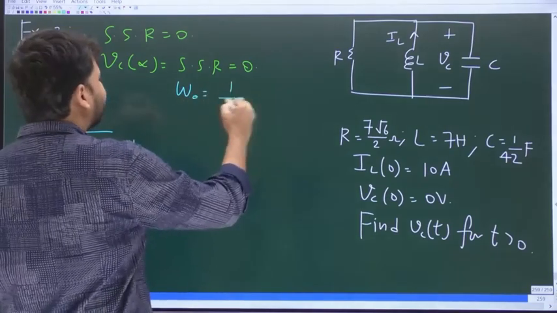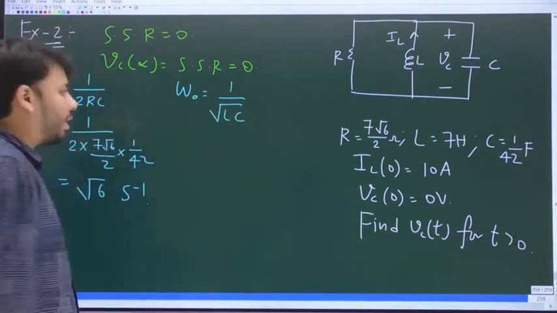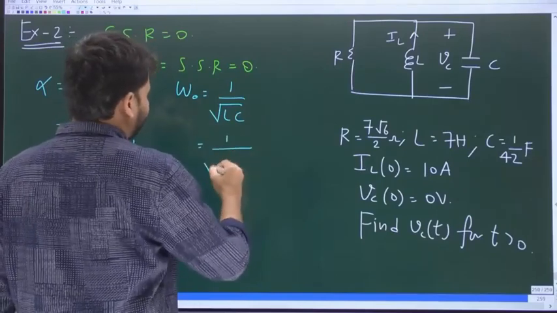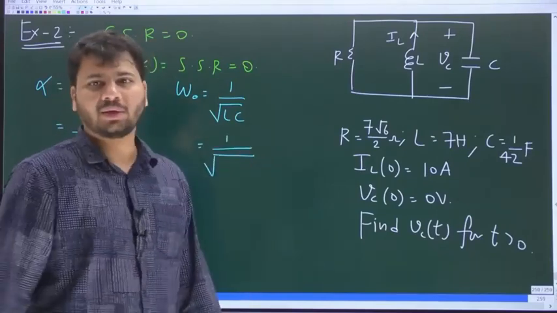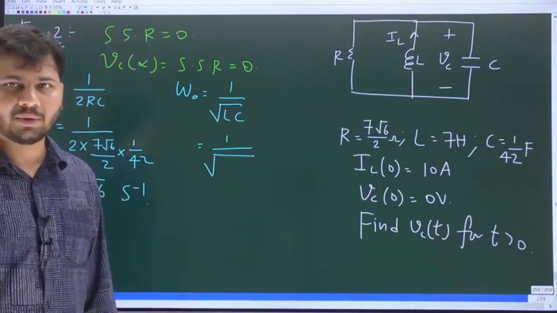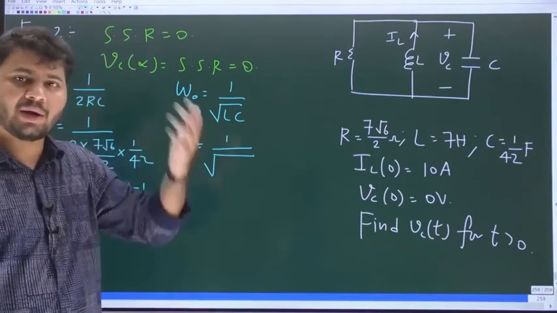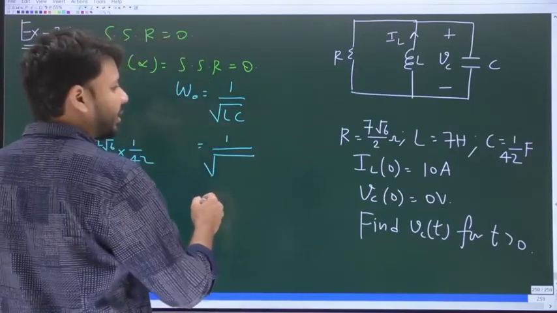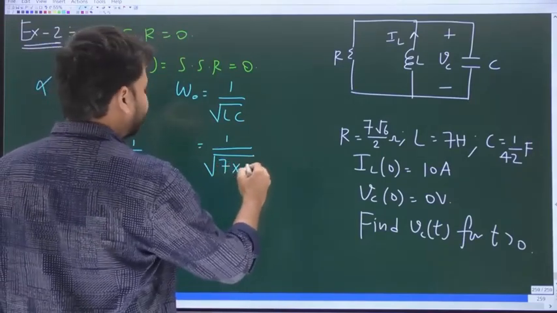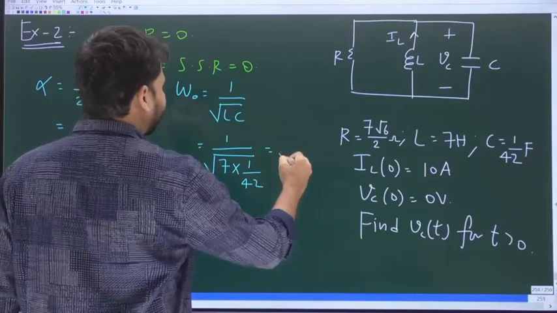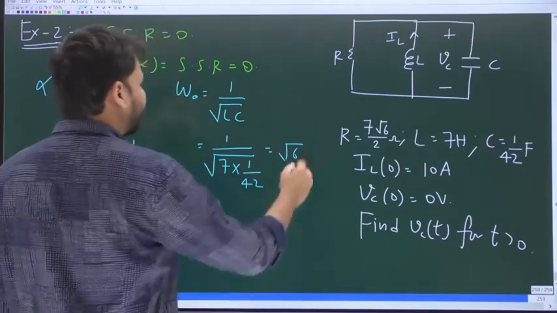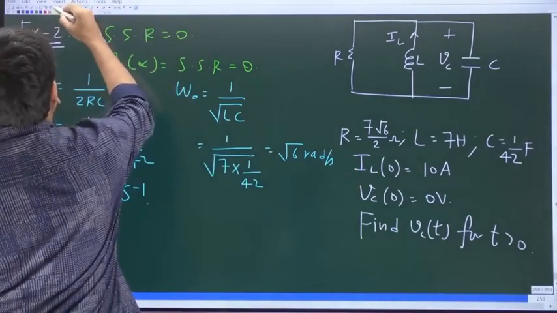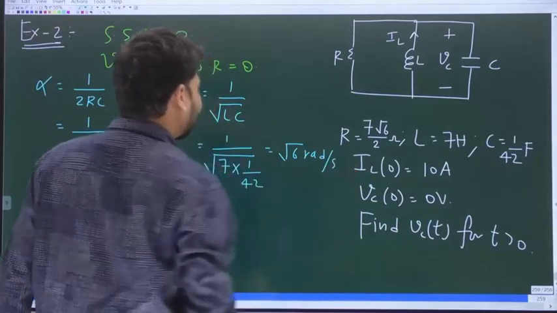And again, omega naught, you know, is given by 1 by square root LC. You see the values of L and C have not been changed from the previous circuit. So even now the value of omega naught continues to be root 6. Anyway, let's find it. 1 by square root LC. L is what? 7. And C is what? 1 by 42. This is also, as I said, going to be root 6 radians per second.